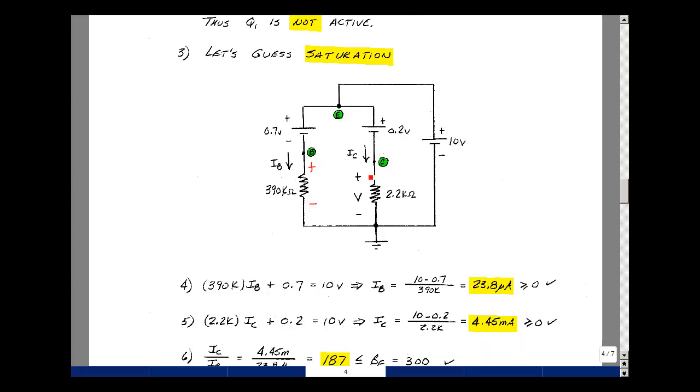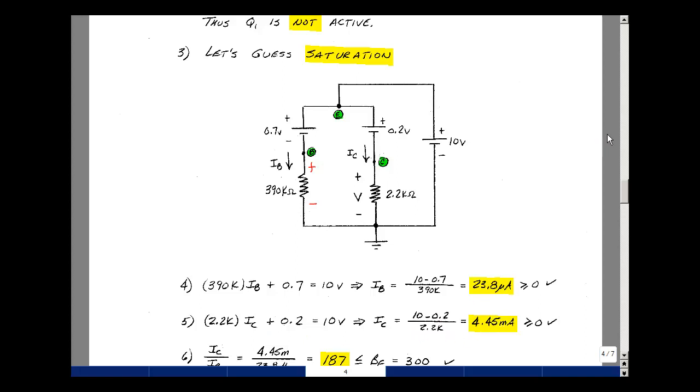Now with the collector current here, we're going to get a drop, which we called V, of 2.2K times I sub C. So that rise in voltage plus the rise of 0.2 has to equal 10. The rise in voltage is equal to drop. And solve for I sub C, it's going to be (10 minus 0.2) over 2.2K, and that's 4.45 milliamps.